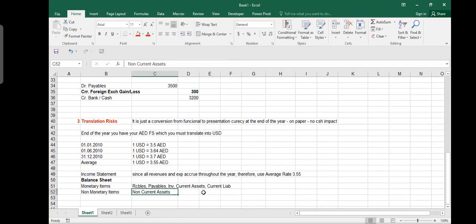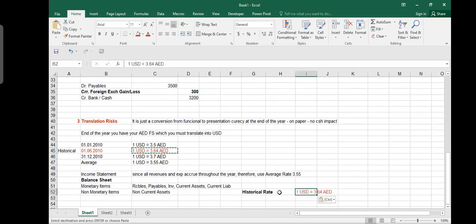For non-current assets you will use the historical rate. Historical rate means the rate when this asset was purchased, a rate on a particular date. They will tell you that the business purchased a non-current asset for $1 million on 1st of June. So what was the rate on 1st of June? You will apply that rate. The 1st of June rate was 3.64. So your non-current asset will be translated at the historical rate. It makes perfect logic.